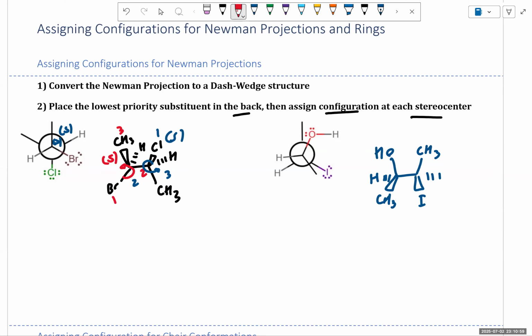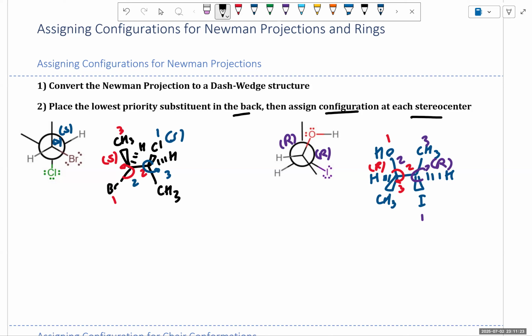So looking at this carbon, we have priority 1, 2, 3. This gives us an R stereocenter. At our second carbon, priority 1, 2, 3. This gives us an R stereocenter. So in this case, both of the stereocenters are R and R.